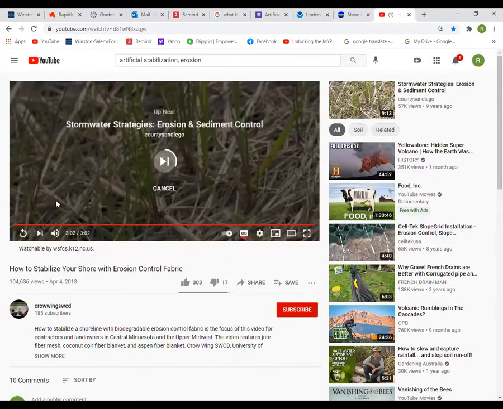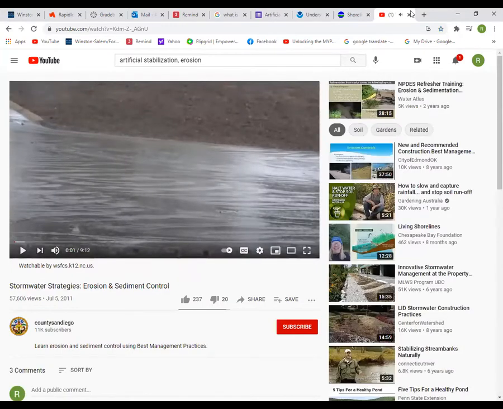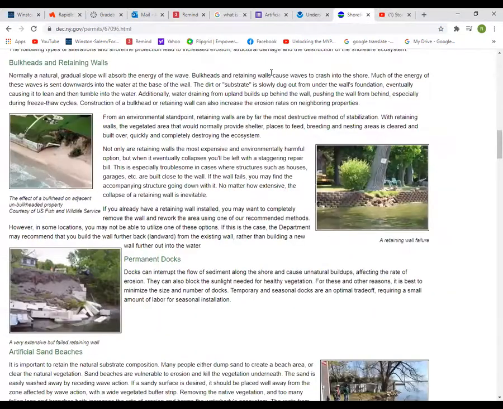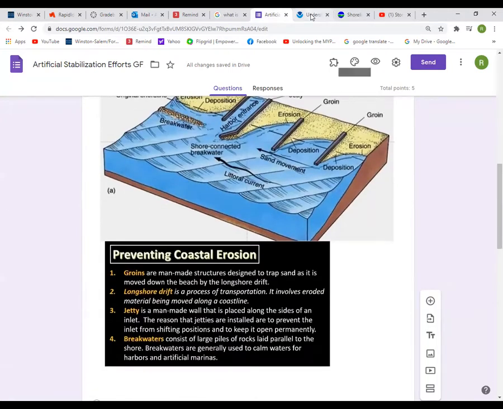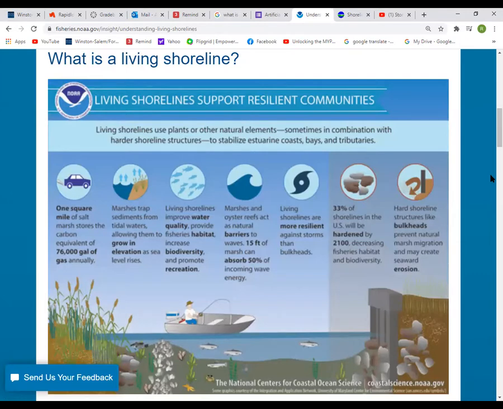Okay, so hopefully that video provided you with very good insights on how to stabilize shoreline using biodegradable and natural materials, as compared to using concrete and other structures that are believed to be more detrimental to the destruction of the shoreline itself. We need to remember shorelines are very important to us because they provide us with a lot of benefits.